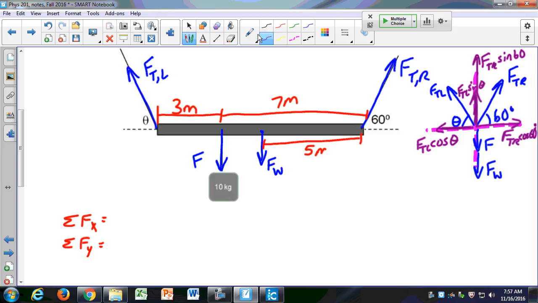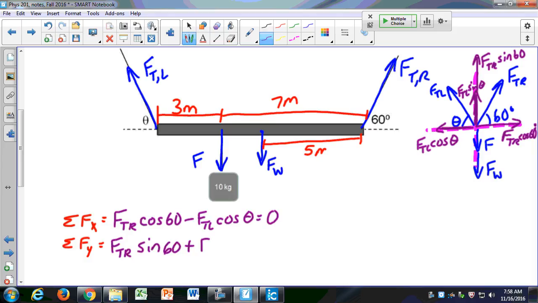So now I write the sum of the forces in the X and the Y. The sum of the forces in the X is just going to be FTR cosine 60 minus FTL cosine theta. That's equal to 0. And then the sum of the forces in the Y is FTR sine 60 plus FTL sine theta minus F minus FW, and that's equal to 0.